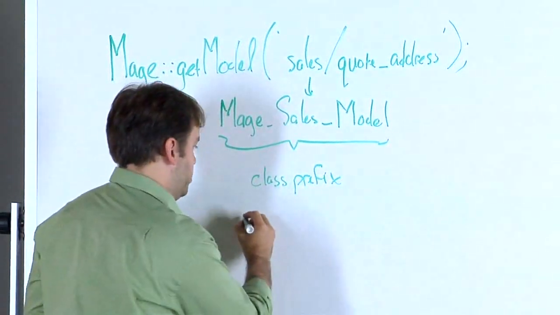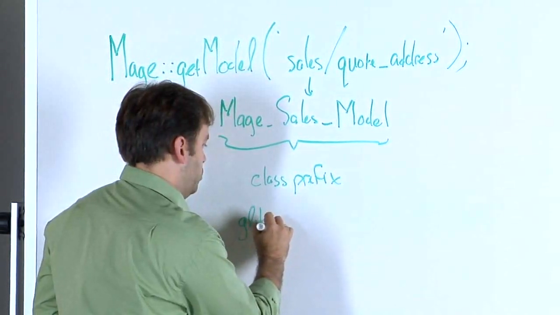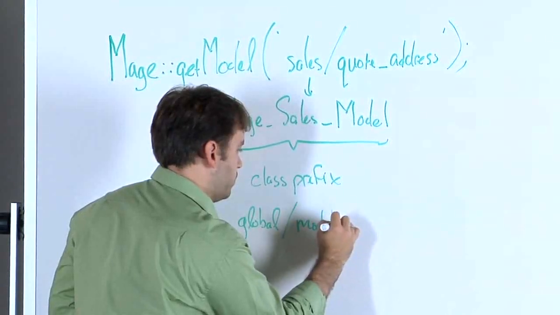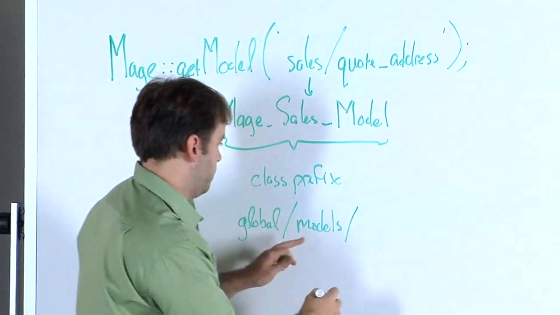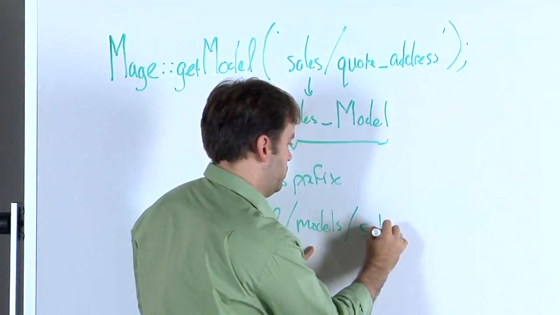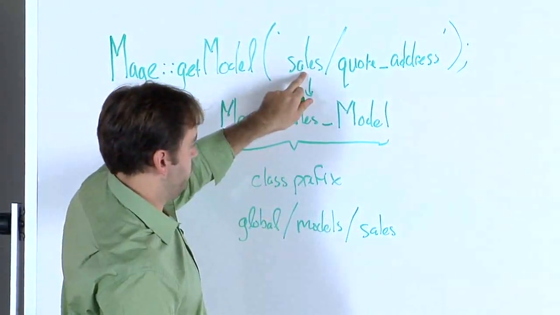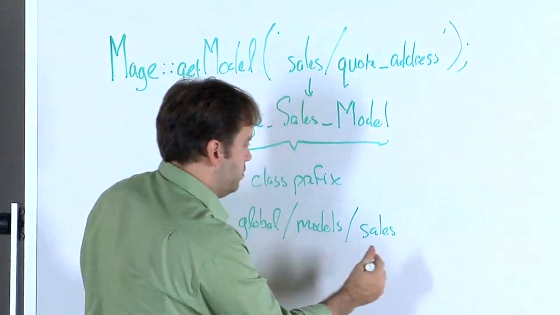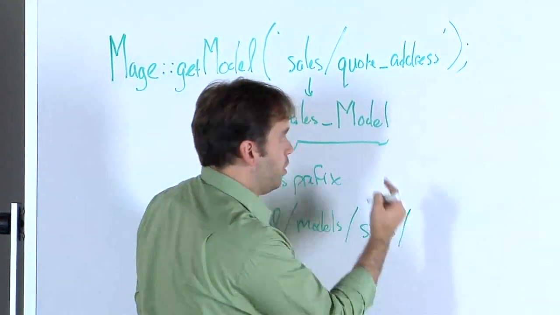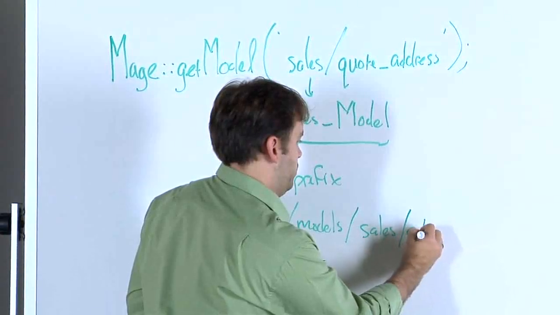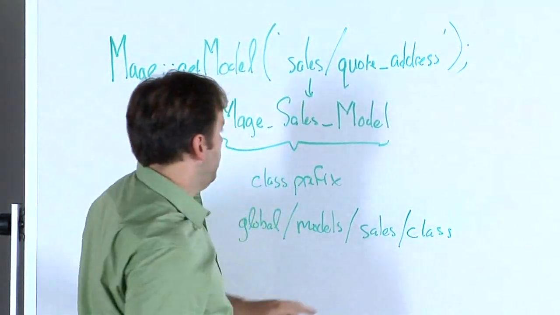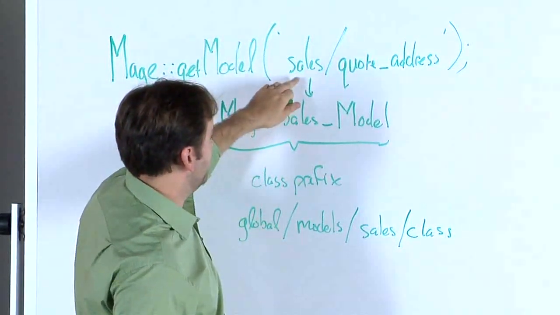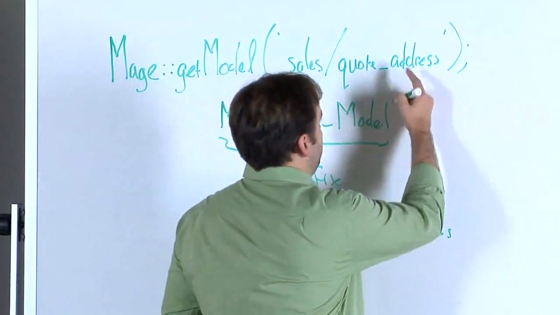This node in the configuration is global models sales. So we just use Mage core model config to look here and then look for the class node. And in the class node is where we get Mage sales model. So normally, what this does is Mage sales model, and then quote address.